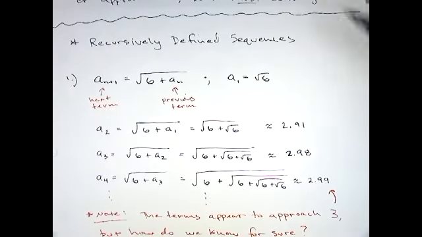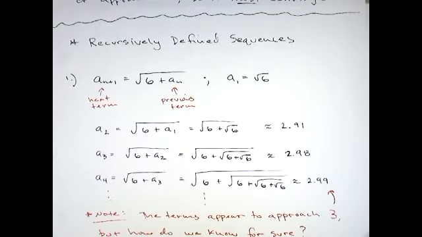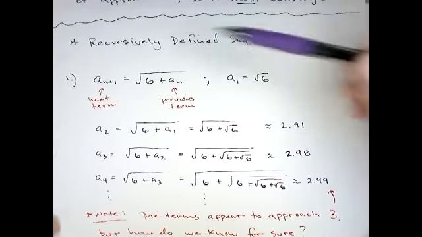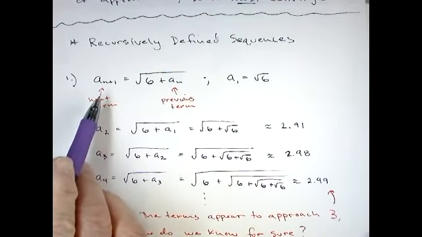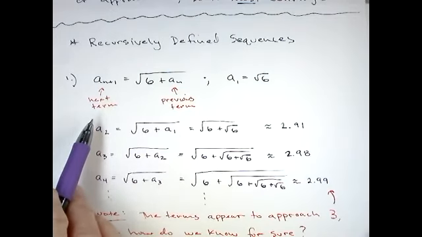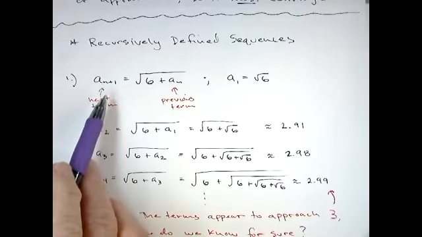Okay, so here is a different way to generate a sequence, and we call this a recursively defined sequence. And the way a recursive sequence works is it doesn't give you a formula that you could plug an n value into and figure out what the 10th term or the 100th term is necessarily. But what it does is it gives you a formula, a recipe, for how to get from one term to the next. So here's an example.